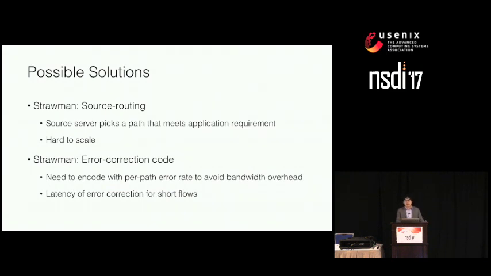But you really have to encode each flow with a per-path packet error rate in order to avoid bandwidth overhead, since the path packet error rate has a very diverse range. And that can incur large latency overhead when you error encode for short flows.